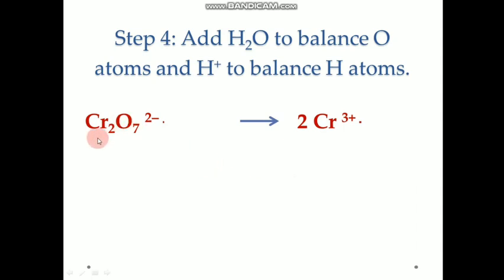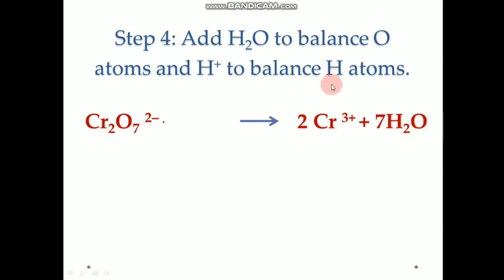So the reduction part: Cr2O7 2- gives 2Cr3+. Here we are going to balance the number of oxygens and hydrogens. There is no hydrogen now, so we don't have to balance it. First we balance oxygen. Here we have 7 oxygens, and on this side we don't have any oxygen. So we balance that by adding H2O to this side. To balance the 7 oxygens, we add 7 H2O to this side. So now the number of oxygen atoms is balanced.